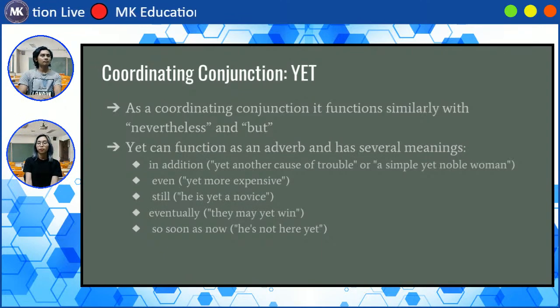Next, still: he is yet a novice. To me, it's an old way of speaking, but "yet" is like "still". So you can replace it with "still": he's still a novice. Eventually, they may yet win. Okay, and lastly, "so far as now": he's not here yet. This is one of the more common things that you will hear in average conversation. So you can use it: he's not here yet, or it's not done yet.